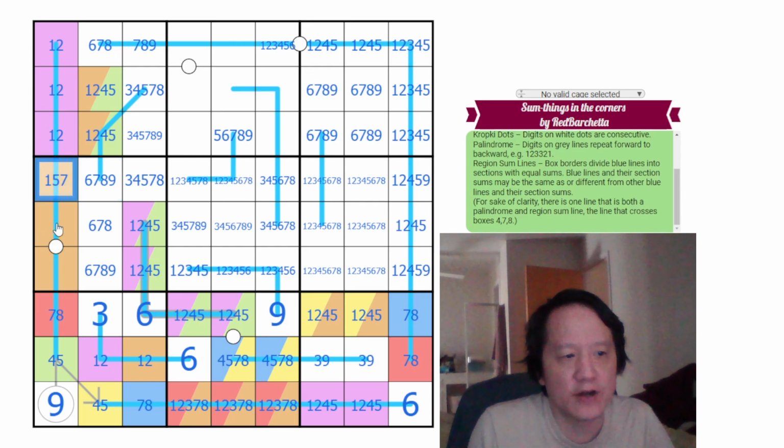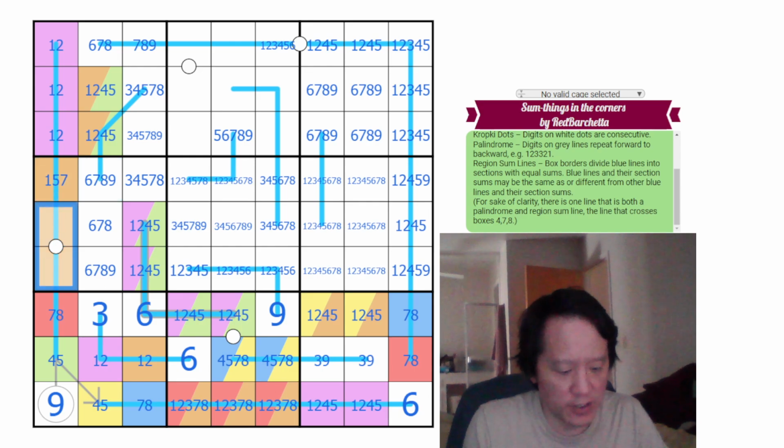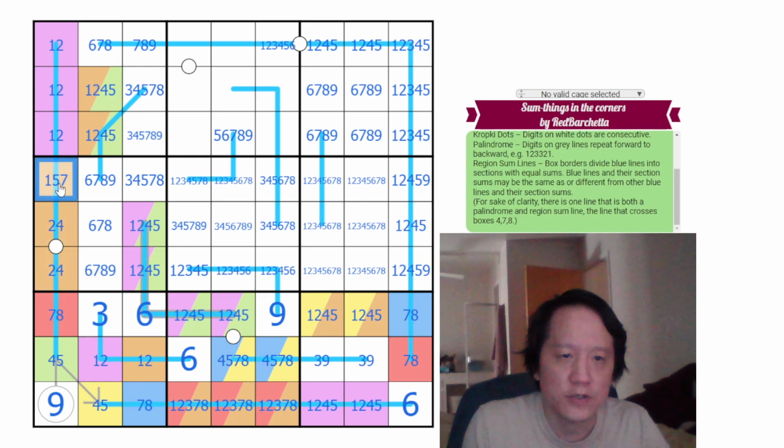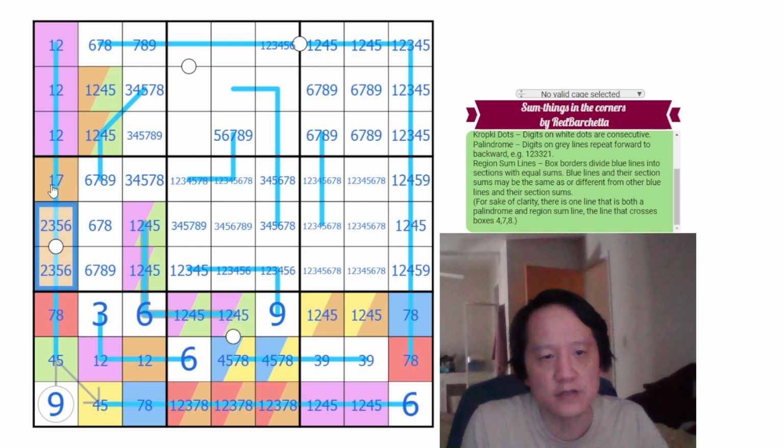So this is 1, 5, or 7. Again, this could be 2, 3, in which case that's 7. It could be 3, 4, in which case that's 5. It can't be 3, 4. So it cannot be 3, 4, 5. So this is 2, 3, 7. Or it's 5, 6, 1.